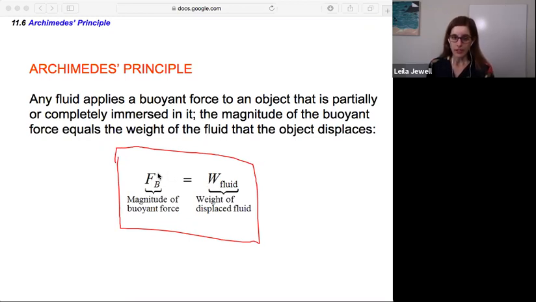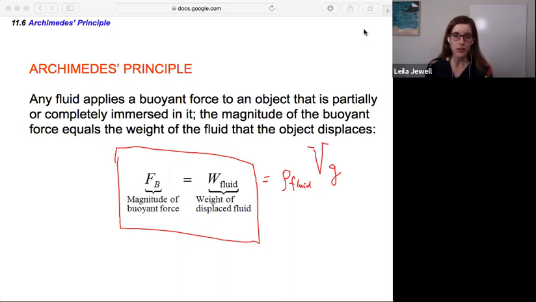Buoyant force magnitude is equal to the weight of the displaced fluid, not the weight of the object, the displaced fluid. So we can often write this in terms of, as on the previous slide, the density of the fluid times the volume that is displaced times g. This is a really handy equation to be able to calculate the buoyant force.